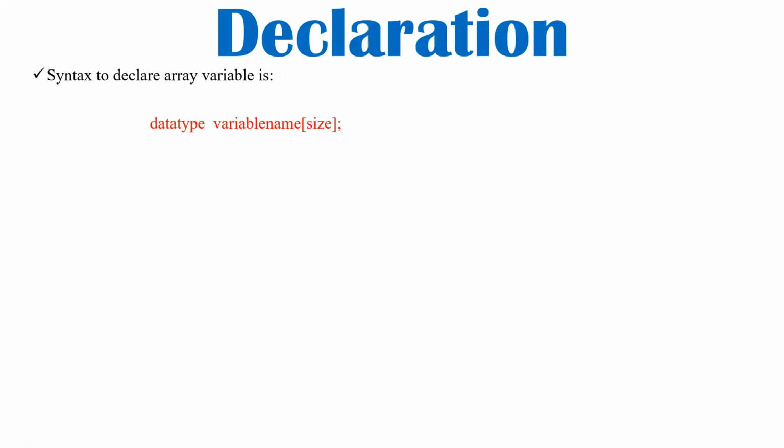Next, how to declare an array. The syntax to declare an array is data type followed by the variable name. Within the square bracket, we specify the size of the array, which determines how many elements we are going to store in that array. The array size during the declaration should always be a constant value, that is, an integer constant value. So the syntax is data type followed by the array variable name, and within the bracket we must give the size.